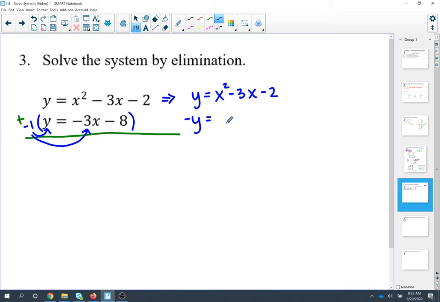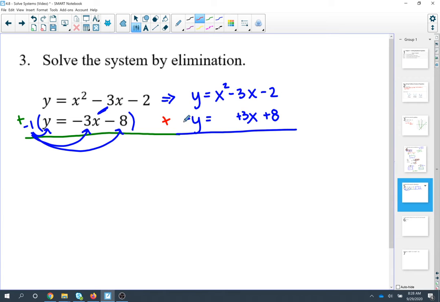Now, I'm going to kind of skip this spot. I'm going to leave it blank because I'm going to try to line up this x with this x. So that's going to be a positive 3x. And then a negative times a negative here is going to give me a positive 8. And then we're going to draw our line. And then we're going to add.